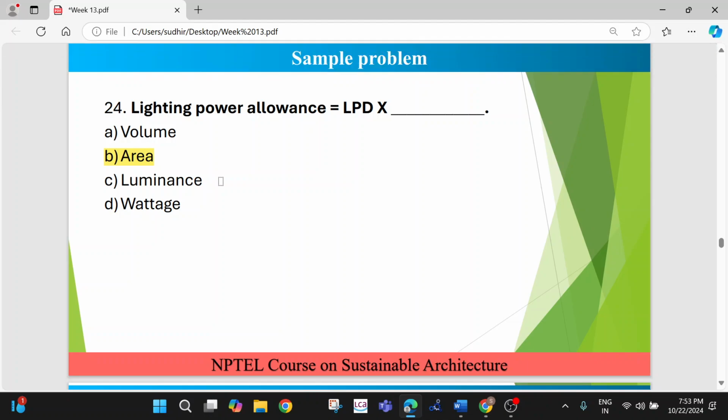This lighting power allowance will be calculated when you multiply the LPD, the lighting power density, by the area of the space, and this will give you the allowable power consumption for lighting. Fine. Let's move to the next question.